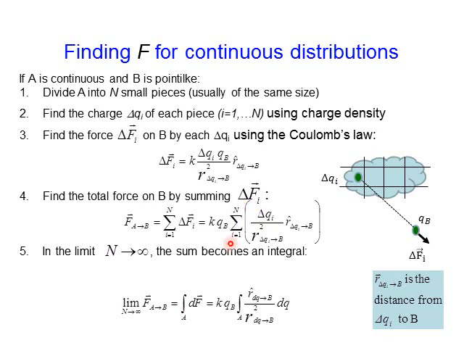We cannot solve this formula directly. However, we can take the limit n going to infinity, in which case this formula becomes an integral. So we can find the total force exerted by the cloud A on B as an integral of the forces dF over A. And you can further write it as K times QB outside of the integral, multiplied by the integral of r hat from dq to B divided by the distance from dq to B squared, integrated over all charges dq.